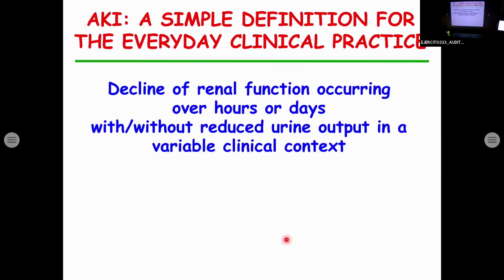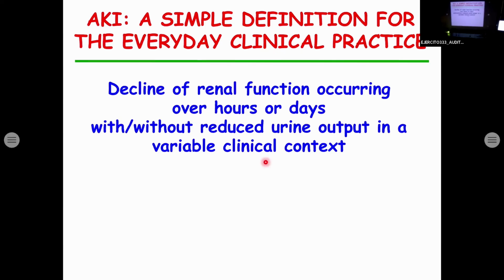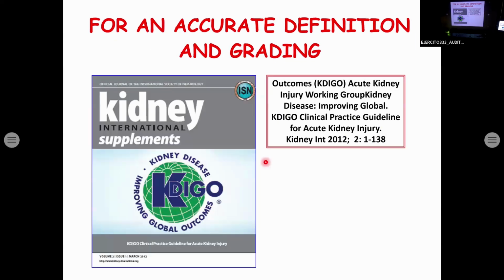Okay. A simple definition for everyday clinical practice: decline of renal function occurring over hours or days with or without reduced urine output in a variable clinical context. Of course, from the nephrological, scientific point of view, this is a very basic definition. But it is very useful. This is more difficult and is not for this type of audience. So acute kidney injury is a rapid progressive increase of serum creatinine, and that's it.